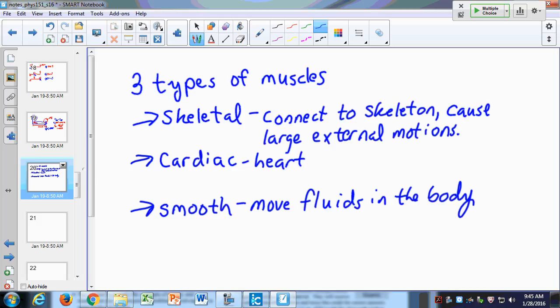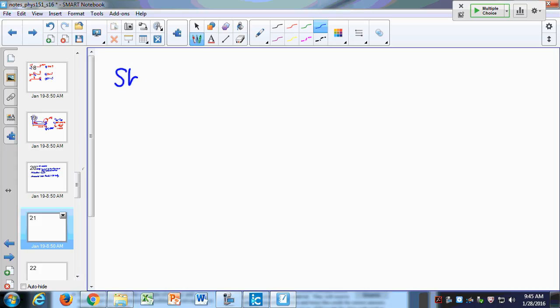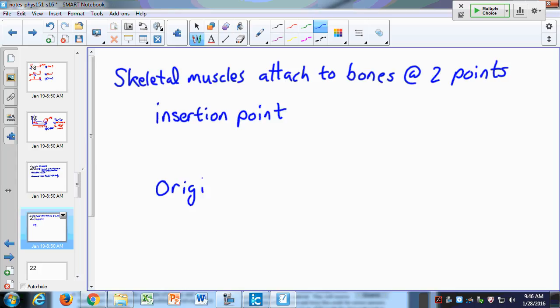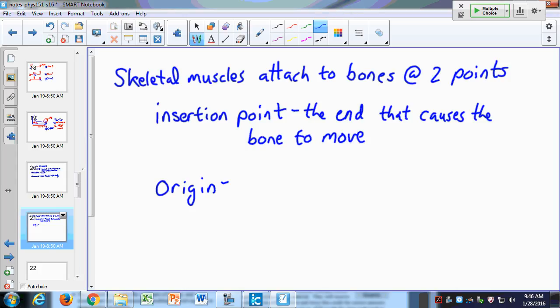When you have the skeletal muscles, they attach to the bones at two different points: the insertion point and the origin. The insertion point is the end that causes the bone to move. And the origin is the end attached to the bone that doesn't.